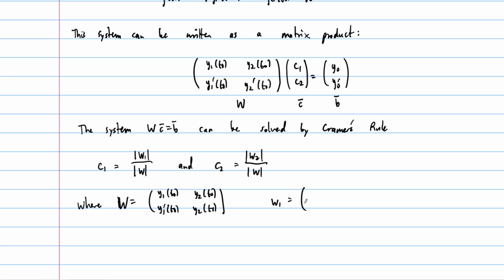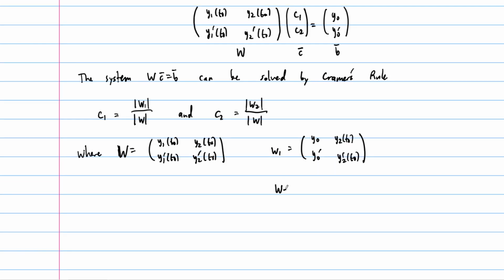W1 is the matrix that you obtain by replacing the first column of W with the right-hand vector B here. So this is going to be y0 and y0 prime, the initial values over here, and then y2 at t0 and y2 prime at t0 remain the same. And then same thing for W2. W2 is the matrix that you get by replacing the second column with the initial value column vector and leaving the first column alone. So y1 at t0 and y1 prime at t0 stay the same. The initial values y0 and y0 prime go here.